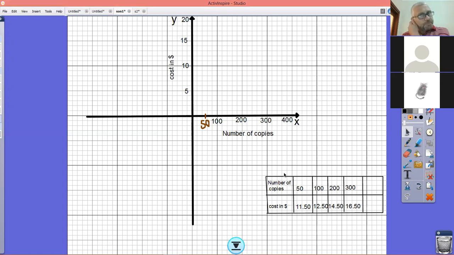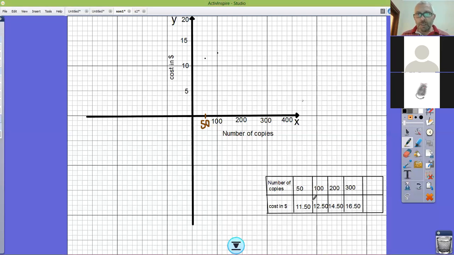Now if we have 50 copies, how much are we going to pay? We are going to pay 11.50. Now let's find the point, 50 and 11.50. I think it will be this point. Now I put here the point. If 100, it will be 12.50. 100, 12.50 will be this one.